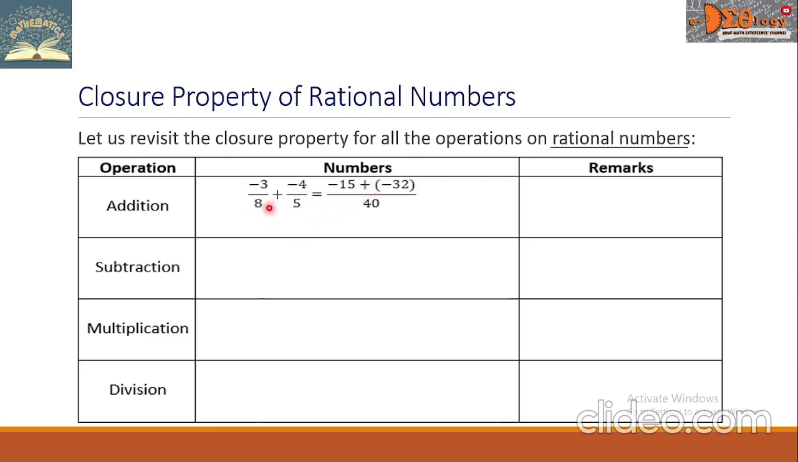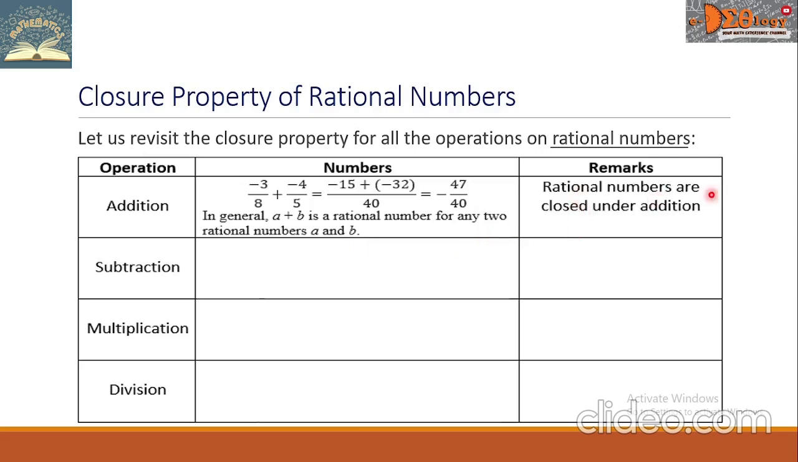Then we multiply 8 by negative 4, that is negative 32, all over 8 times 5, which is 40. We simplify the numerator as negative 47 all over 40. And we see that the answer is a rational number. In general, a plus b is a rational number for any two rational numbers a and b. So we conclude that rational numbers are closed under addition.